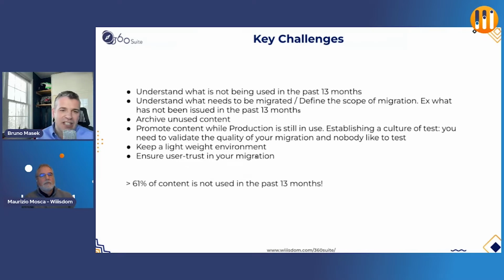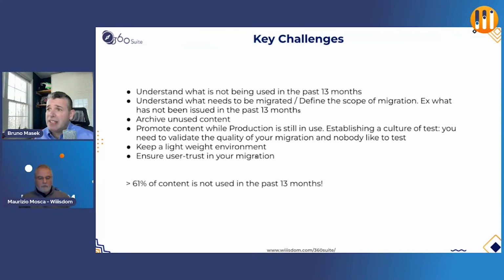Some of the key challenges, like in any migration, is understanding what's being used and what's not being used. Here, in BObj, there are always challenges of understanding what's not being used, because this is not something that's standard out of the box. And that's one of the popular use cases that we have with 360 to support a migration. In terms of non-usage, what we usually recommend is to understand the content that was not used in the past 13 months. Why 13 months? Because sometimes there's some content that is used yearly and there can be a slip here and there. So that's why we do that.